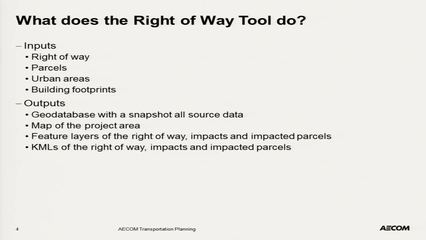It has a map of the project area and feature layers of the right-of-way, the impacts, and the impacted parcels, and KMLs of the right-of-way, the impacts, and the impacted parcels. Those KMLs are so that we can throw them into a Google map and give it to our right-of-way people. They can zoom in and out. It's something most people know. One of the other benefits is that they can pull that into Street View and do a virtual walkthrough. So they can see if the building we're hitting is really a building or maybe a shed that somebody can just move over, which wouldn't necessitate purchasing the whole parcel.